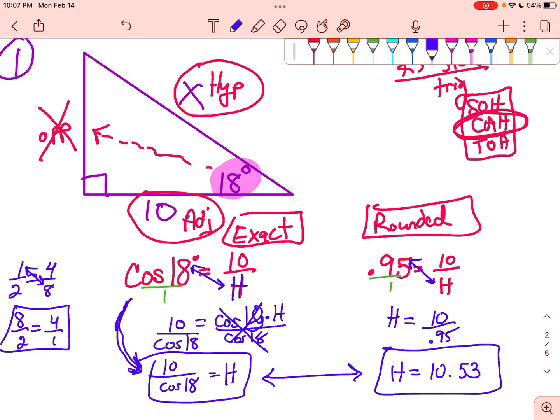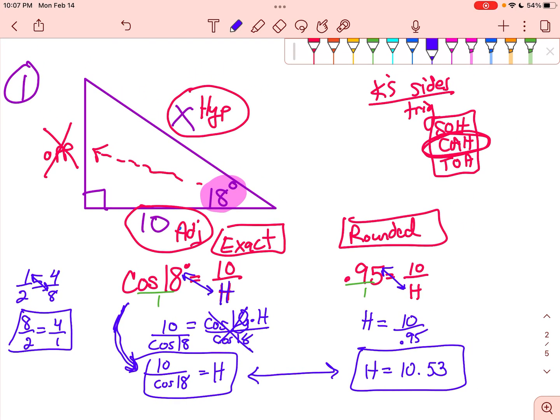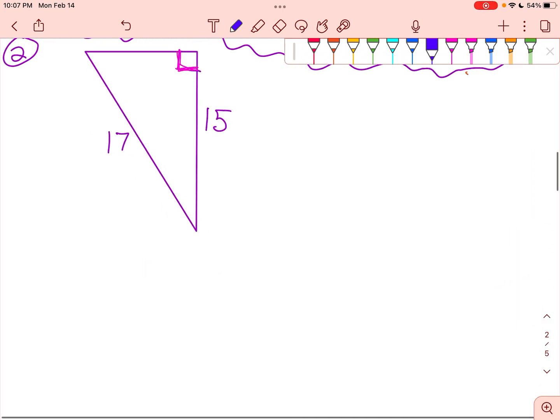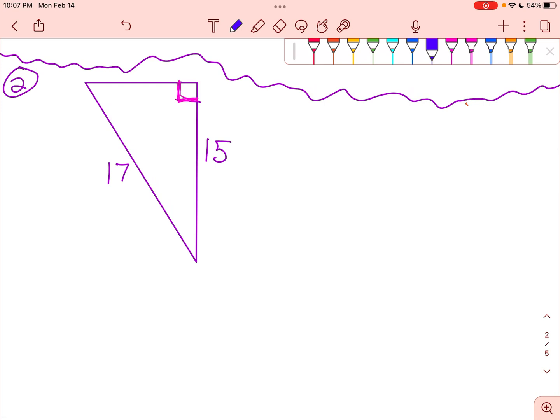Now again, these are just different representations of the same answer. For number 2, we're going to solve this triangle. When you see to solve the triangle, that means you need to come up with all of the angles and side lengths. I already have a 15 and 17, and so hopefully you know that the missing leg here is going to be 8. If not, you can use the Pythagorean theorem. So we know that the side length is 8.